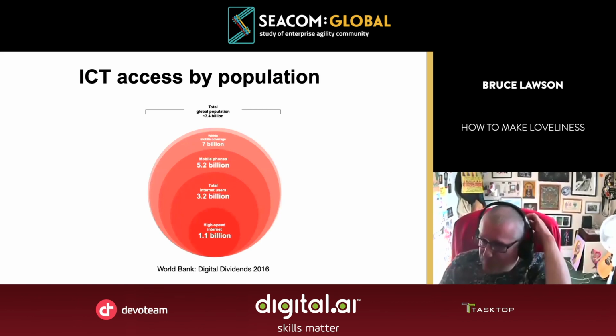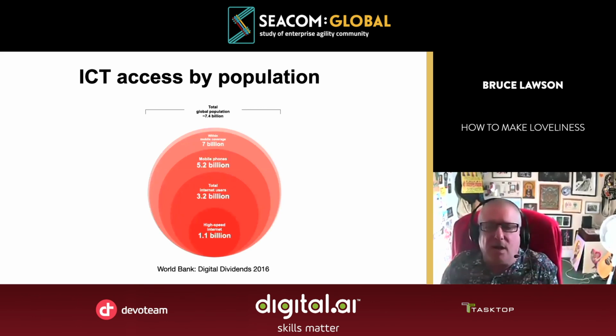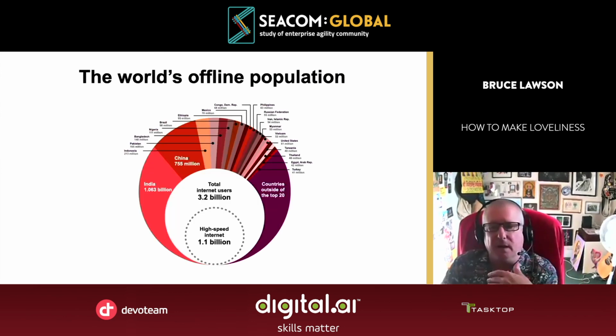There's 7.4 billion people in the world. 1.1 billion are like us and they have high-speed internet. 3.2 billion people have access to broadband. 5.2 billion have access to mobiles, and 7 billion live within mobile coverage. So a lot of people still to come online. Understandably, a lot of these people are in India and China because those are collectively at least 40% of the world's population. But it's not only India and China.